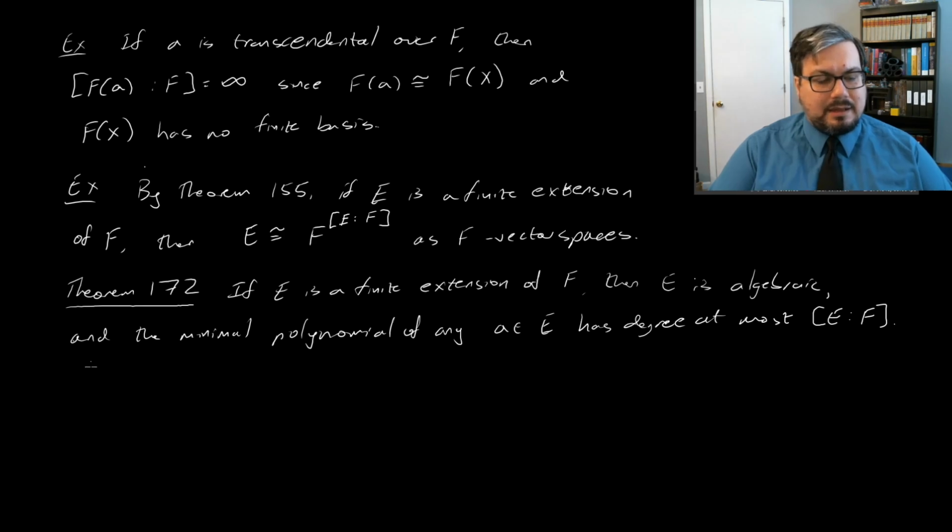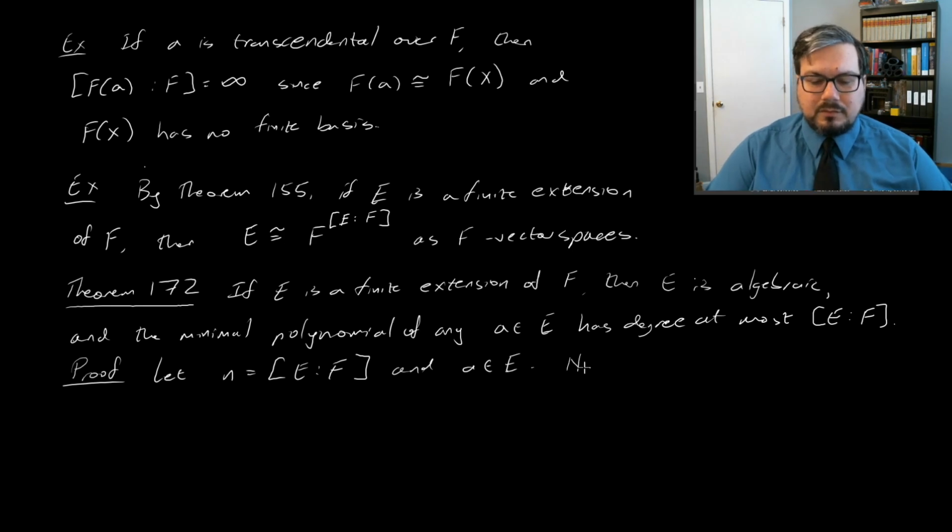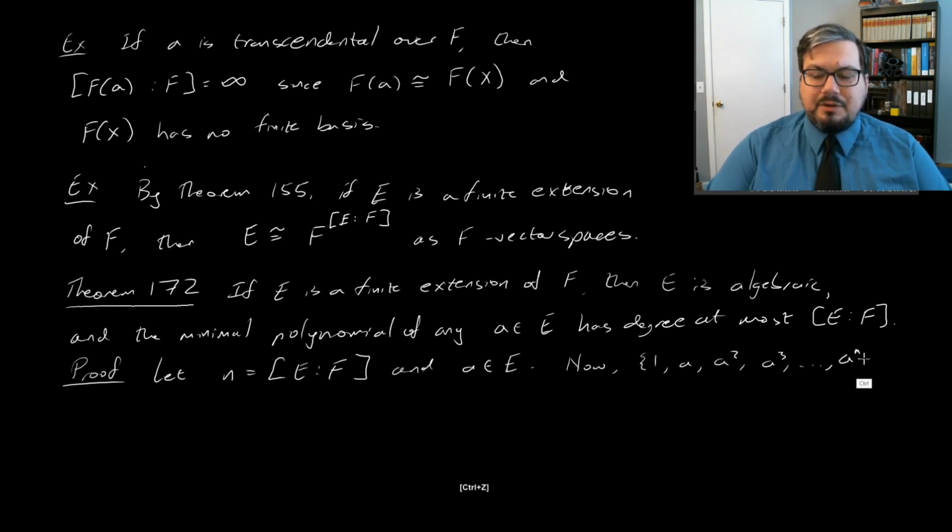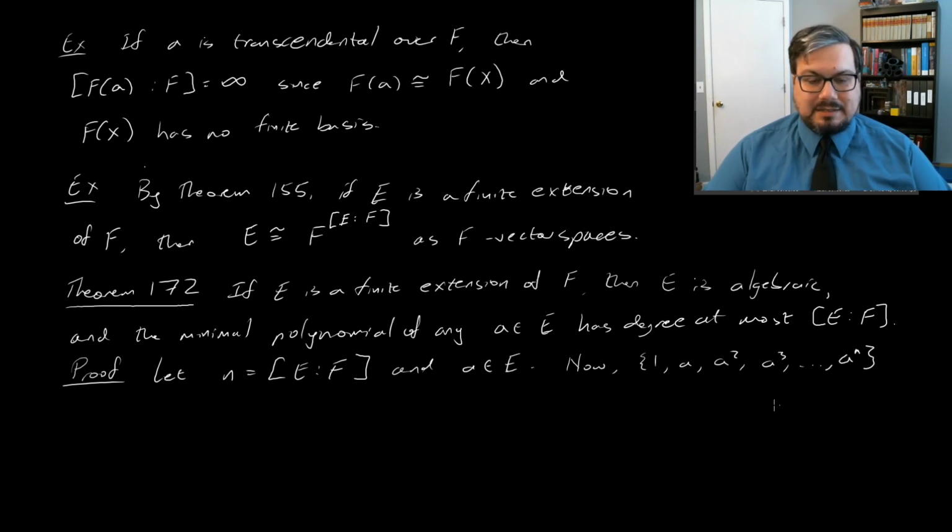So let's look at the proof of this. The proof is not terribly difficult as long as you've got the right idea in mind. So let's let n be the degree of E over F, and let's let a belong to E. Now we can look at the set 1, a, a squared, a cubed, up to a^n. You'll notice that this set has n plus 1 elements in it.